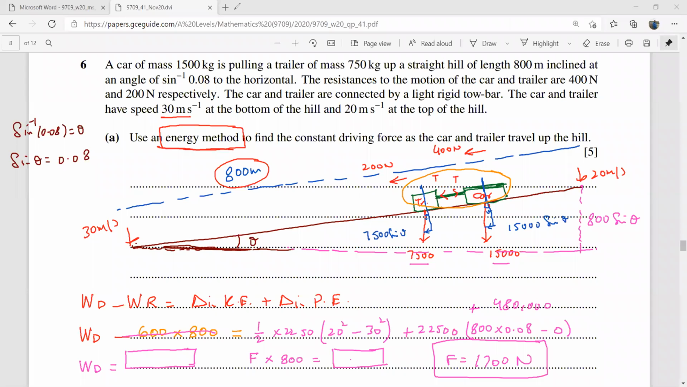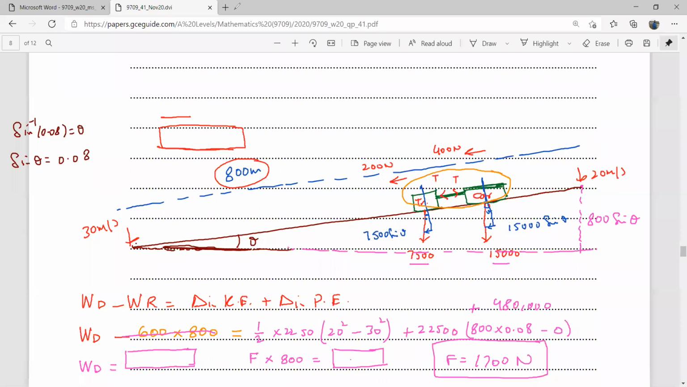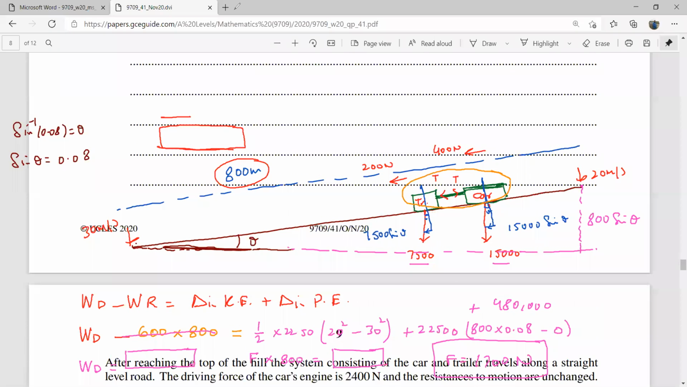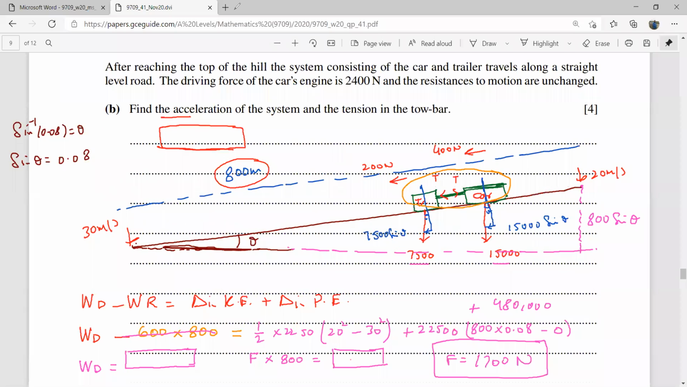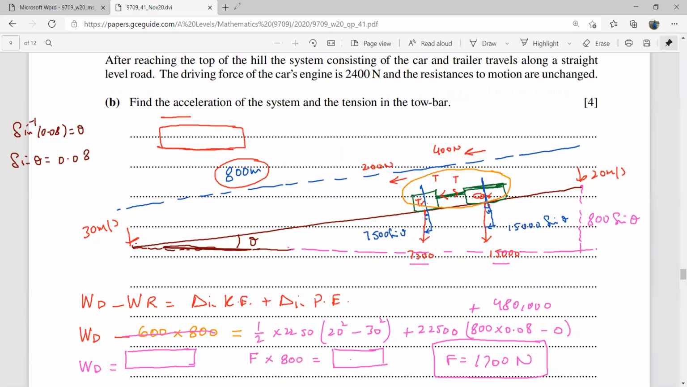Well, let's see what is there in the next part. I don't want to erase all this diagram because I might have to use this in the next part. It says after reaching the top of the hill, the system consisting of the car and the trailer travels along a straight level road. The driving force of the car's engine is this, and the resistance to the motion are unchanged. Find the acceleration of the system and the tension in the tow bar.